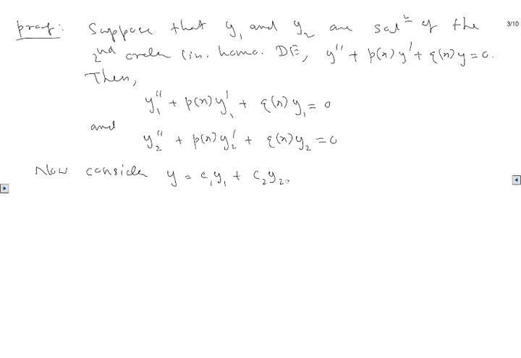So now we're gonna plug this into the differential equation. That means we need to find the first and second derivative. So the first derivative of this is c1, a constant, times y1 prime plus c2, a constant, times y2 prime, and the second derivative is c1 times y1 double prime plus c2 times y2 double prime. Now we can substitute.